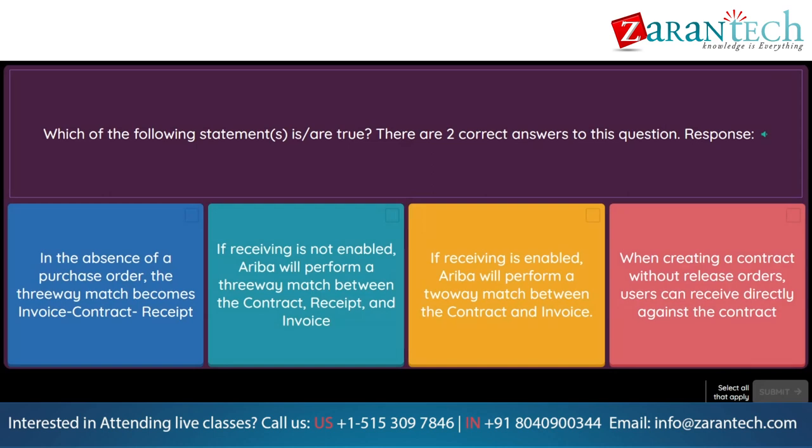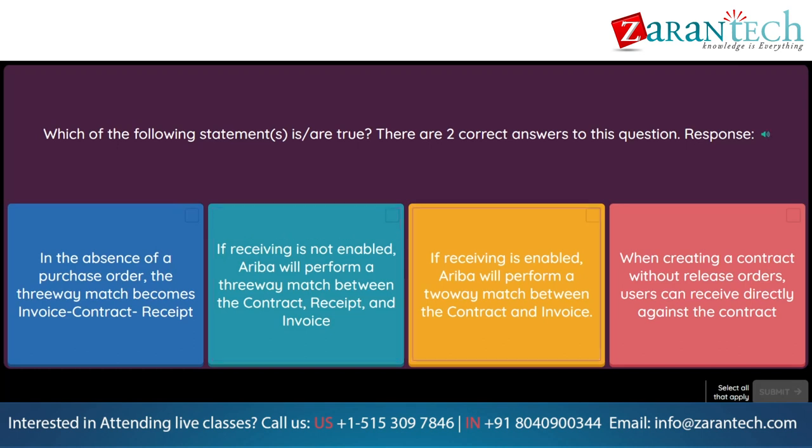Question, which of the following statement(s) is/are true? There are two correct answers to this question. Response. Option 1. In the absence of a purchase order, the three-way match becomes invoice, contract, receipt. Option 2. If receiving is not enabled, Ariba will perform a three-way match between the contract, receipt, and invoice.